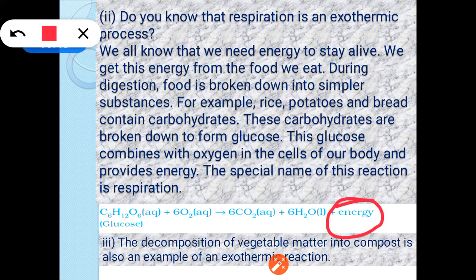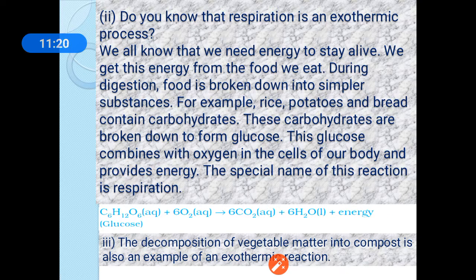For example, the energy which we consume is utilized for talking, walking, concentrating, studying, for each and everything any human being does. So energy is required. It means respiration is also an exothermic process.